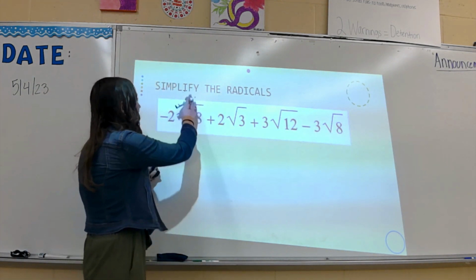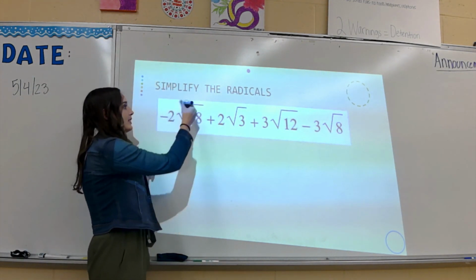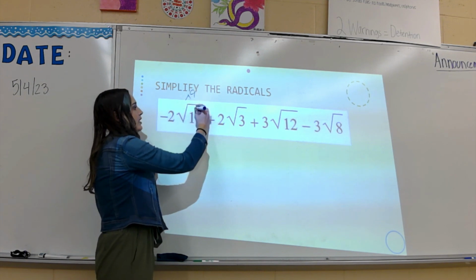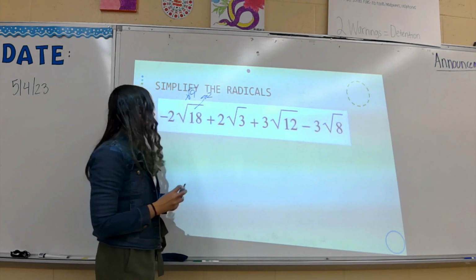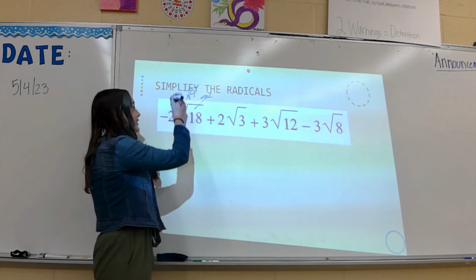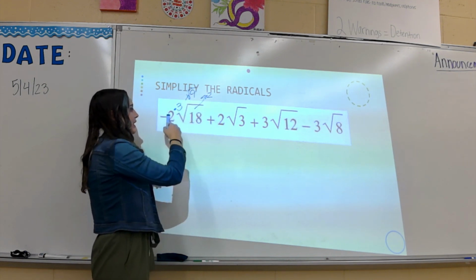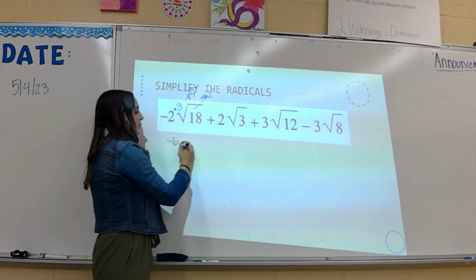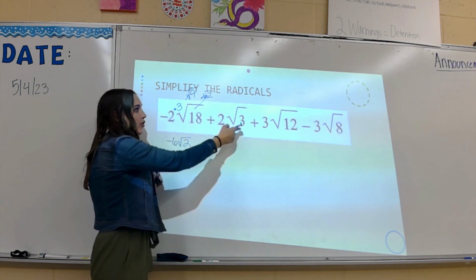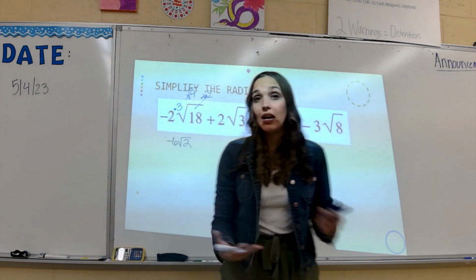So 18, I think of my perfect squares list that I just listed, that can be broken up to 9 and 2. I square root 9, and that's 3. The square root of 9 is 3, so I multiply this by 3. Negative 2 times 3 is negative 6. It leaves me with that square root of 2 on the inside. 3 I cannot break up any further.